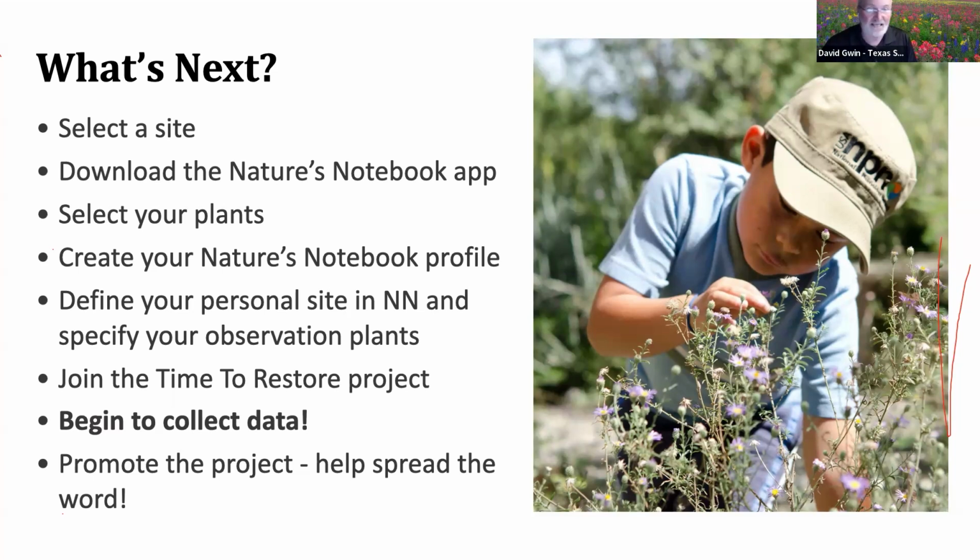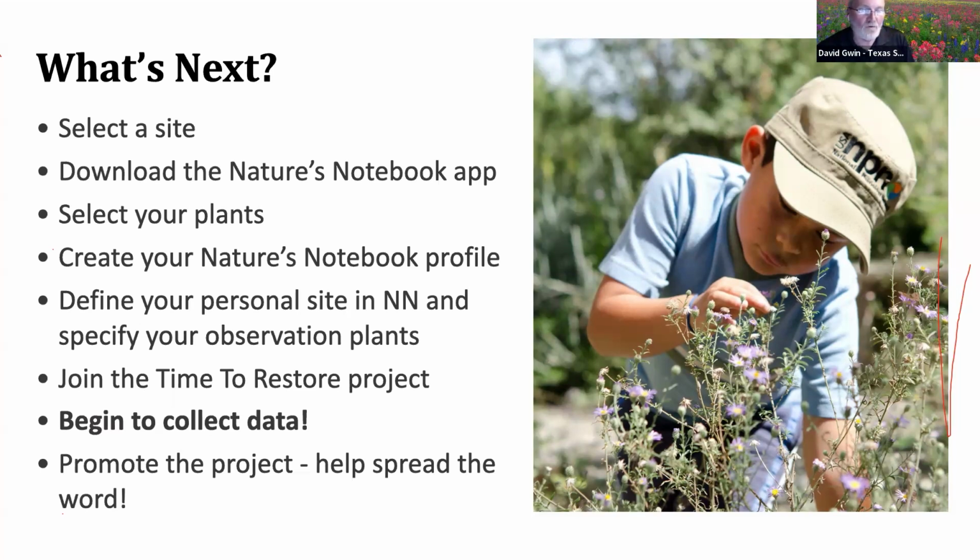You will then go in and set up your first, what we call, personal site. This is the site that you mentally identified at the top. You will now identify it in the app as your personal site, usually with an address. So if it's your yard, you'll put in your address. Keep in mind, only you can see the address. The address doesn't go anywhere. All of our data is aggregated, so there is no individual connection to your address.